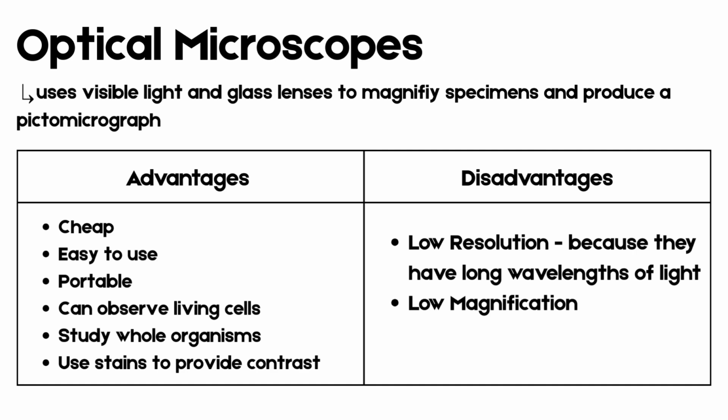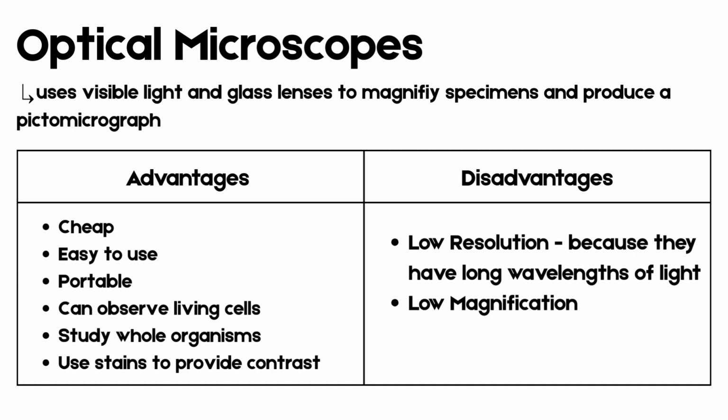Let's start with the one you've probably used before. Light microscopes, also called optical microscopes. These use visible light and glass lenses, making them cheap, portable, and easy to use. One of their biggest advantages is that they can be used to study whole organisms and living cells. Plus, they allow us to use stains which help add contrast to see structures more clearly.